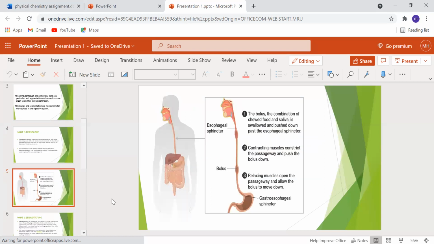Here is a diagram which shows the bolus, the combination of chewed food and saliva, swallowed and pushed down past the esophageal sphincter. Contracting muscles constrict the passageway and push the bolus down. Relaxing muscles open the passageway and allow the bolus to move down. And this one is gastroesophageal sphincter.